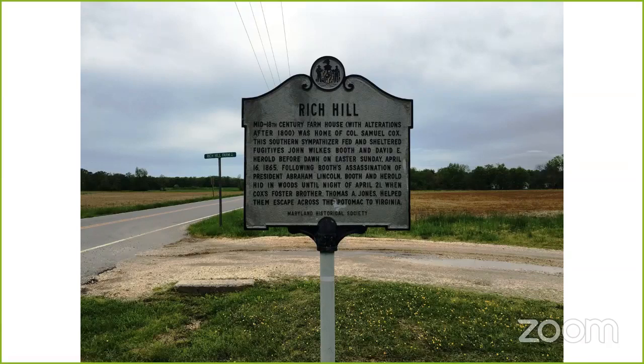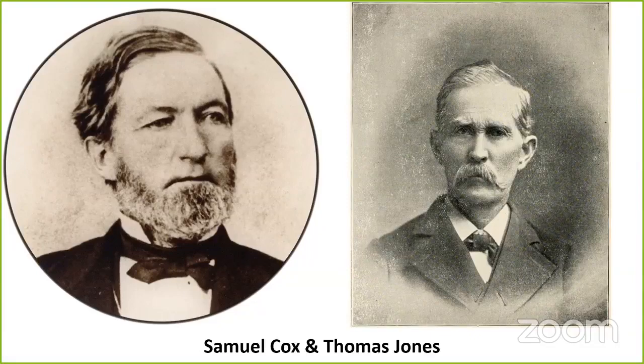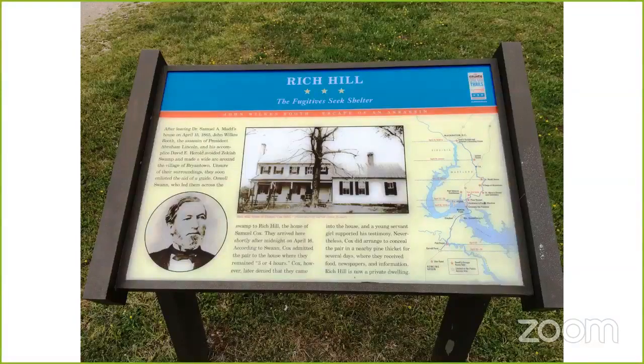So this is where Booth ends up spending the most amount of time during his escape. He spends several nights here, and we'll talk about that in just a minute. So this is Samuel Cox on the left. He's the owner of this property, or was at this point in time, and that's his cousin, Thomas Jones. So these two gentlemen play a huge role in hiding Booth and helping basically keep him out of harm's way for several days. So we'll talk about that in just a second. Here's a historical marker.